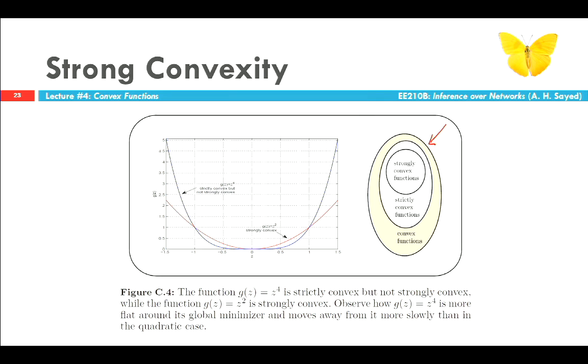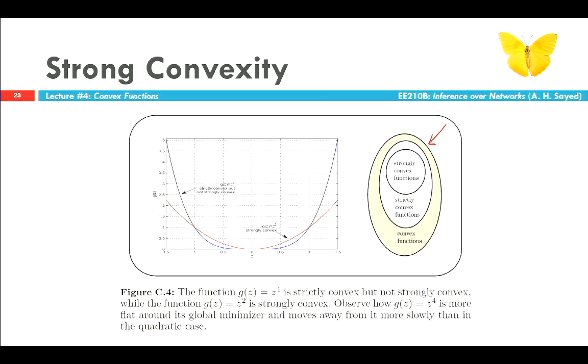Just go back to the definition. You have to do this small calculation to convince yourself, okay? It's not difficult to do, but for now, believe me. Or for example, for the z squared case, we can apply the Hessian test that I'm going to show you very soon and you will be convinced, okay? But if you go back to the definition, z squared is strongly convex, that's the red curve. And z to the 4 is strictly convex but not strongly convex, that's the blue curve, okay?